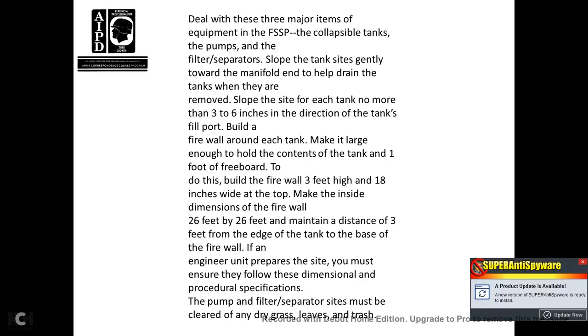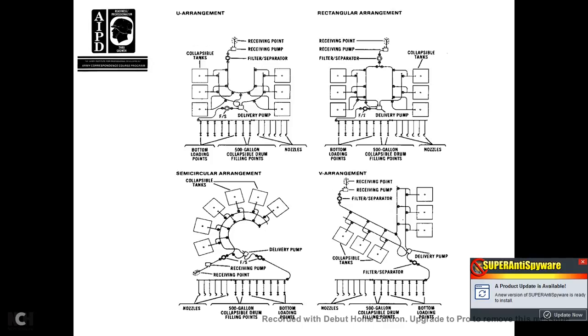Include 1 foot of freeboard. To do this, build the firewall 3 feet high and 18 inches wide at the top. Make sure the inside dimension of the firewall is 26 feet by 26 feet, maintaining a distance of 3 feet from the edge of the tank to the base of the firewall. If an engineer unit prepares the site, you must ensure that the following dimensional and procedure specifications are met. The pump and filter separator sites must be cleared of any dry grass, leaves, and trash.